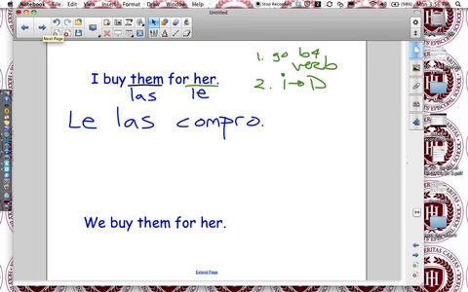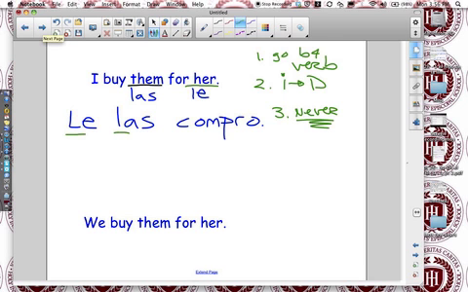There is one final bit of information we need to know with double object pronouns, and that is we will never have two L's. When that happens, something funky happens, and you don't need to know why. All you need to know is if we have two L's, the indirect object pronoun ceases to be and simply becomes the word se. So the correct version of this sentence is se las compro. I buy them for her.